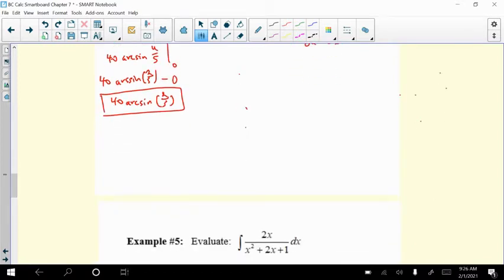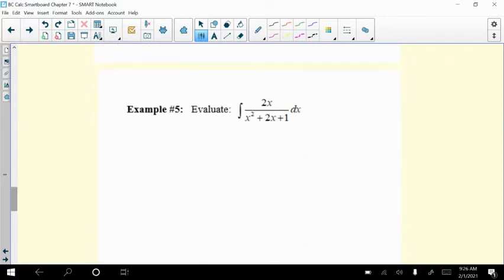Okay, now next one. I'm noticing that this is quadratic and this is linear. So maybe I should try a u substitution, like let u equal x squared plus 2x plus 1. The du is 2x dx. So, just kidding, the du is 2x plus 2 dx. So right away I'm seeing it's not a simple u substitution.